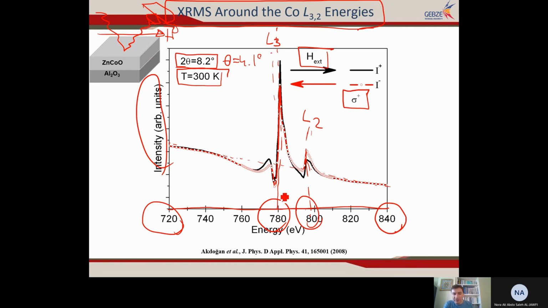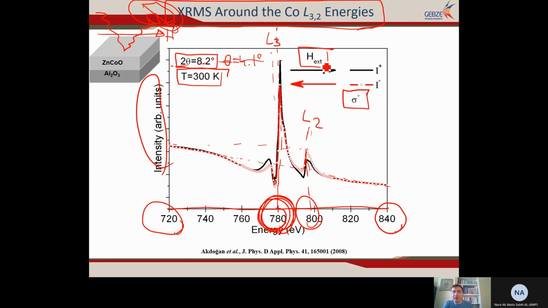Why? Because at these energies, the incoming photon energy is enough to produce excited electrons, and we can produce more fluorescence characteristic X-rays, okay? Then more intensity is recorded by the detector. Okay, so why we have high intensity for the L3 and less intensity for the L2, I will discuss during the next lecture on XMCD experiments. And now let me continue.